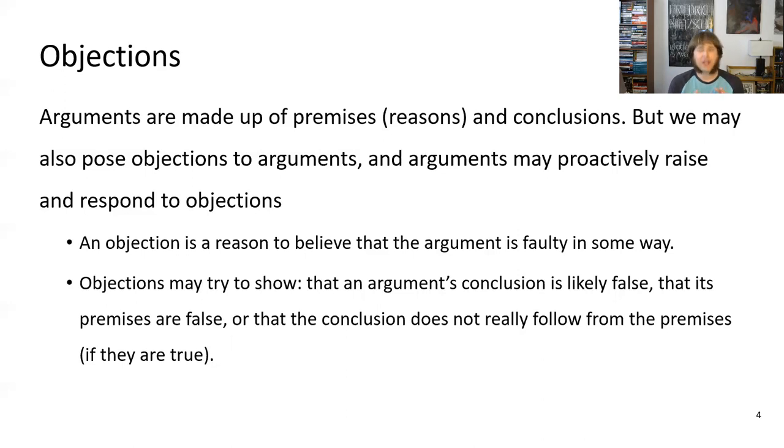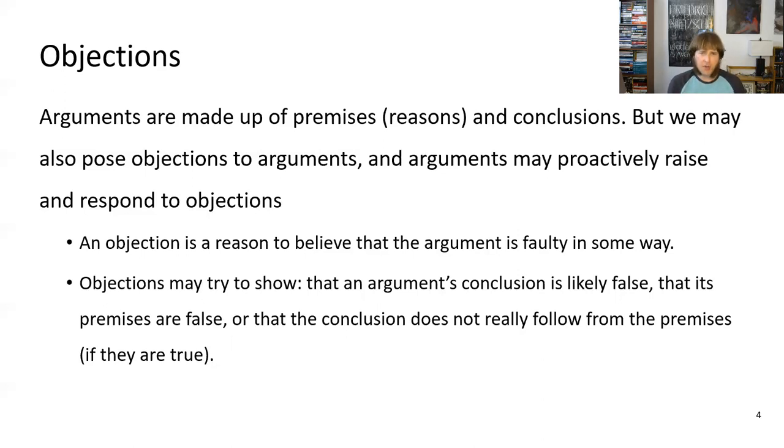Objections try to show that there's some kind of problem in the argument. And they can do this in a few different ways. Really, the main ways are that they try to show directly that the argument's conclusion is likely false. That is, they give us reasons to believe the conclusion is probably false rather than probably true.